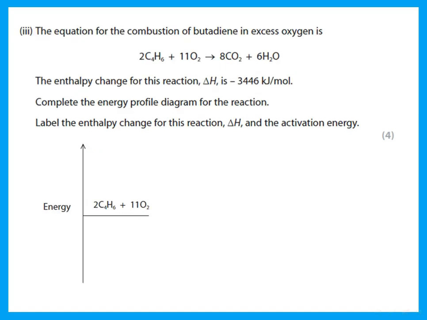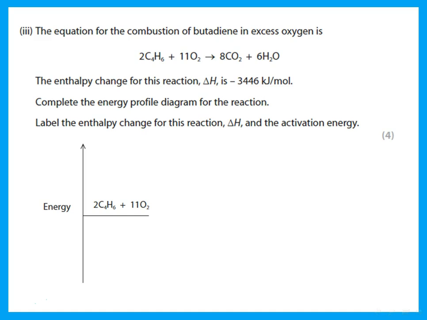Then he says the equation for combustion of butadiene in excess oxygen. Remember, complete combustion will give carbon dioxide plus water. He tells me that the delta H is this number. That means that it is exothermic. It has a negative sign. It's exothermic. Remember, all combustion reactions are exothermic.